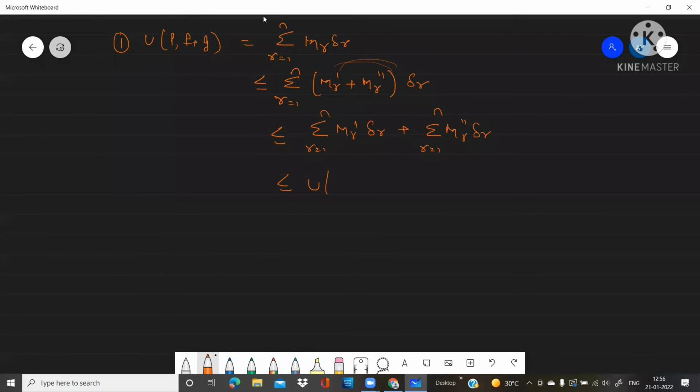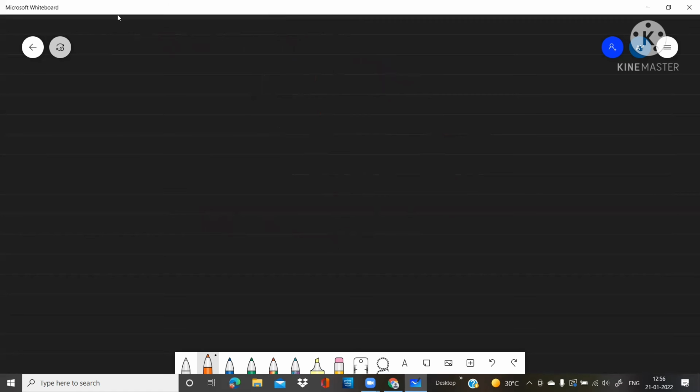So what is this? This is U(P, f) plus this is U(P, g). We have earlier defined that for one dash, that is the supremum, that is the upper bound of f, and if you have MR double dash, that is the upper bound for g. Hence we prove that U(P, f plus g) is less than or equal to U(P, f) plus U(P, g). Okay, now let's look into the second step. What is the second step?